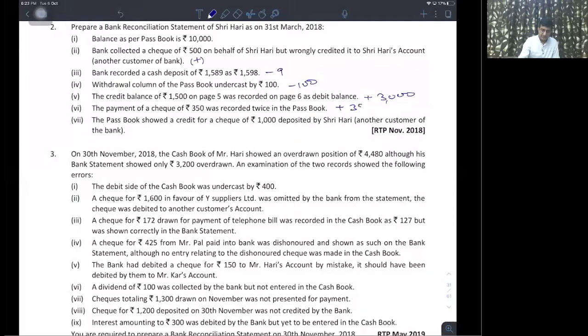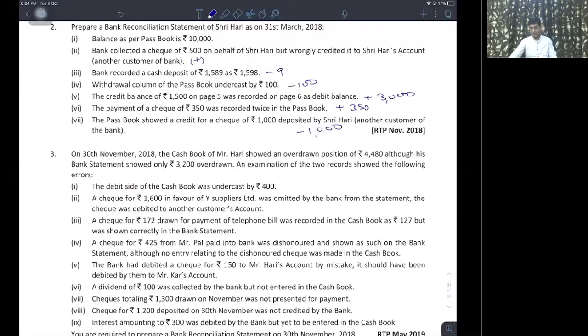Add 350. बीच में इंक काम नहीं करती है, झटका मारना ही पड़ता है. The passbook showed a credit for a check of rupees 1000 deposited by Sri Hari, another customer. Wrong credit by bank. बैंक ने आपका बैलेंस बढ़ा दिया, आपने नहीं बढ़ाया. So passbook to cash book less. Wrong credit by bank. Again, it is an error in the passbook.